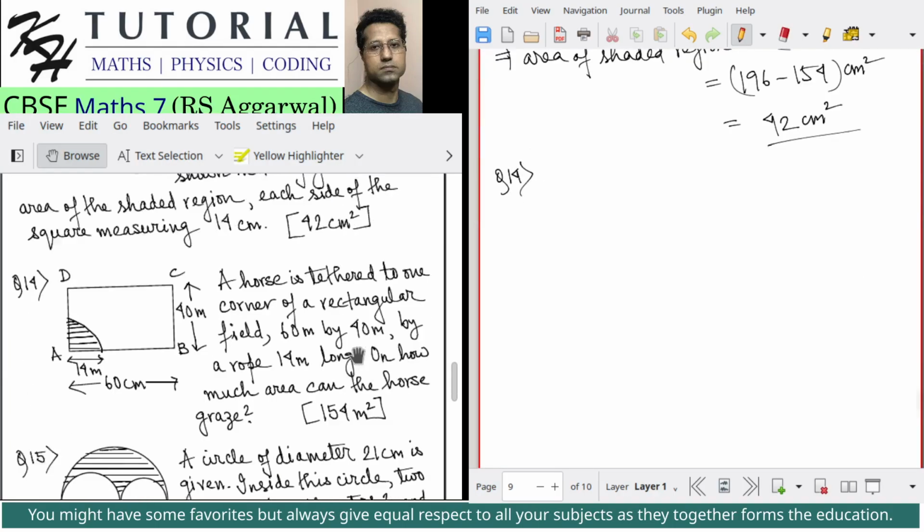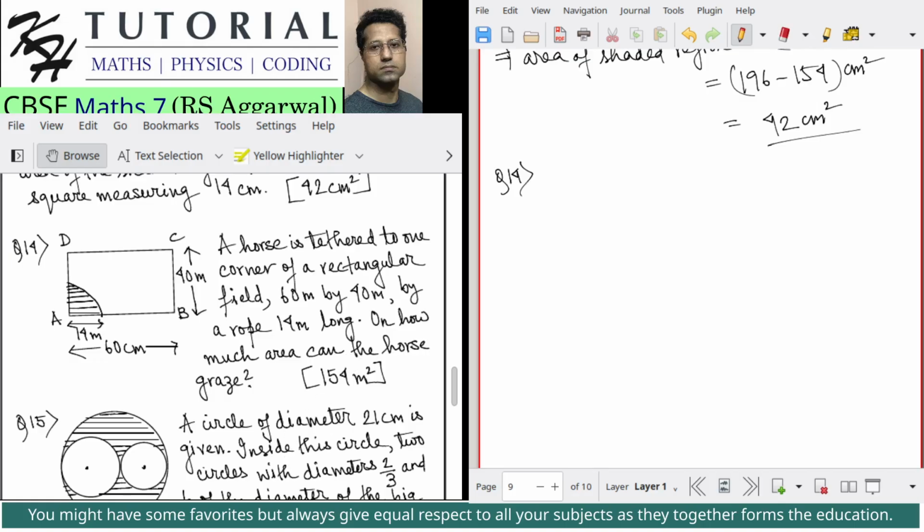Question number 14. A horse is tethered to one corner of a rectangular field, 60 meter by 40 meter. So the dimension of the rectangular field is 60 meter length, not centimeter, it will be meter. I have incorrectly written 60 centimeter in the figure, but it will be 60 meter. So the length of the rectangular field is 60 meter and the breadth is 40 meter. And a horse is tethered to one corner of the rectangular field by a rope 14 meter long.